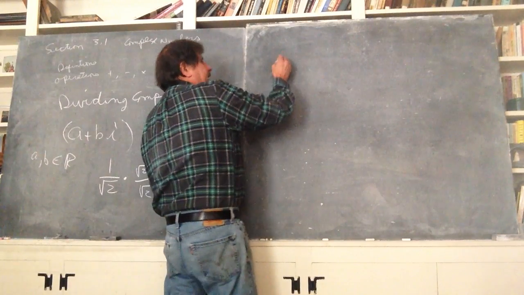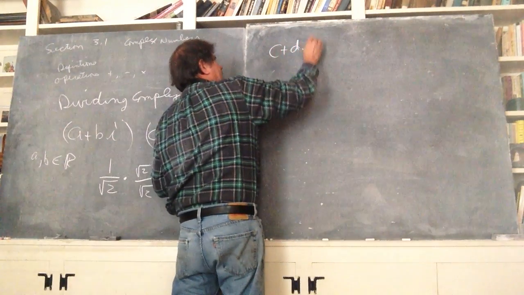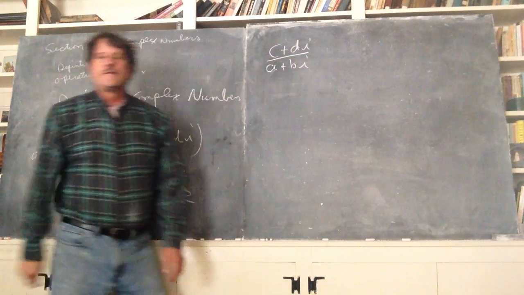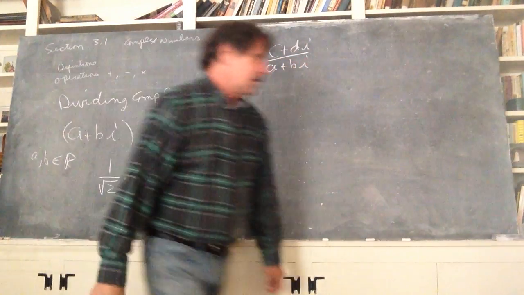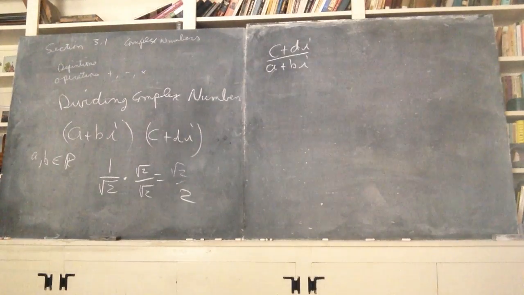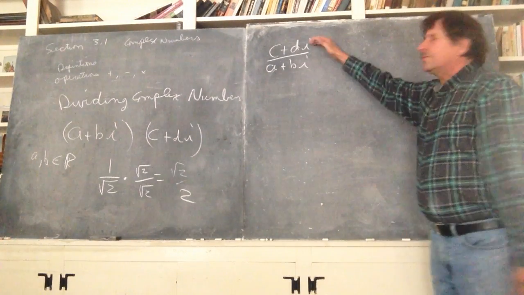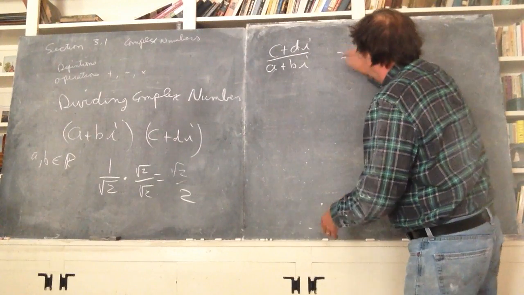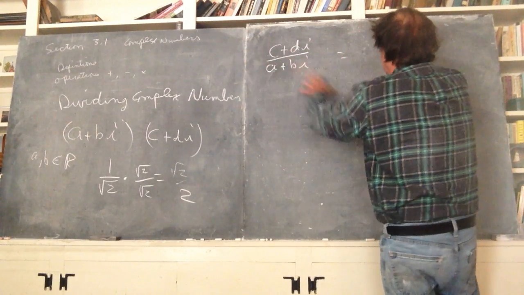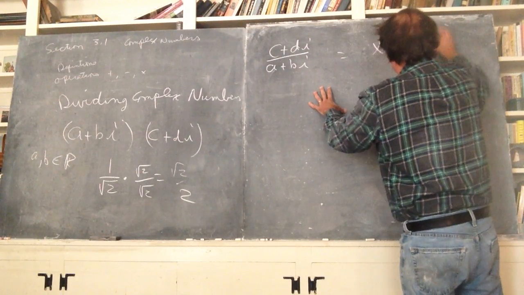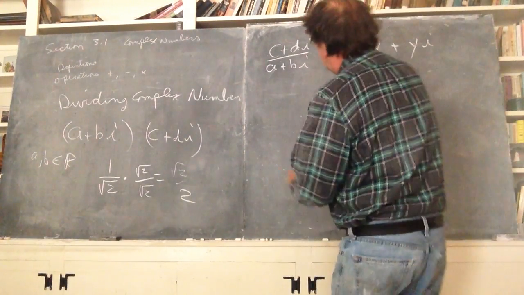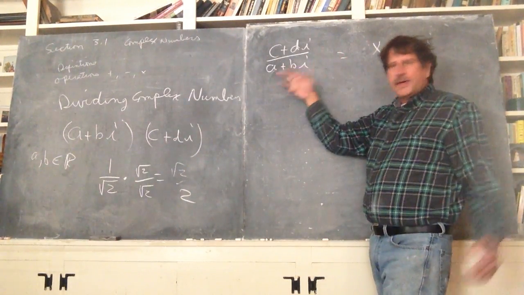So what we're looking at, we want to divide complex numbers. What does that mean? We take one complex number divided by another, and we want another complex number, x plus yi. But how do you divide? There's a binomial here, and you can't divide by a binomial.